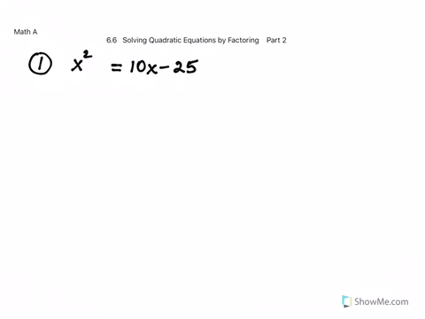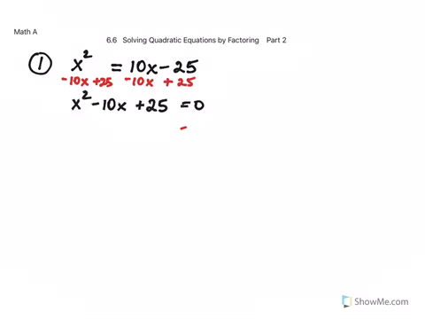Example 1. Solve x squared equals 10x minus 25. As you can see, this equation is a quadratic equation, but it is not in the standard form. By subtracting 10x and adding 25 on both sides, I will be able to move those two terms to the left-hand side to where x squared is.